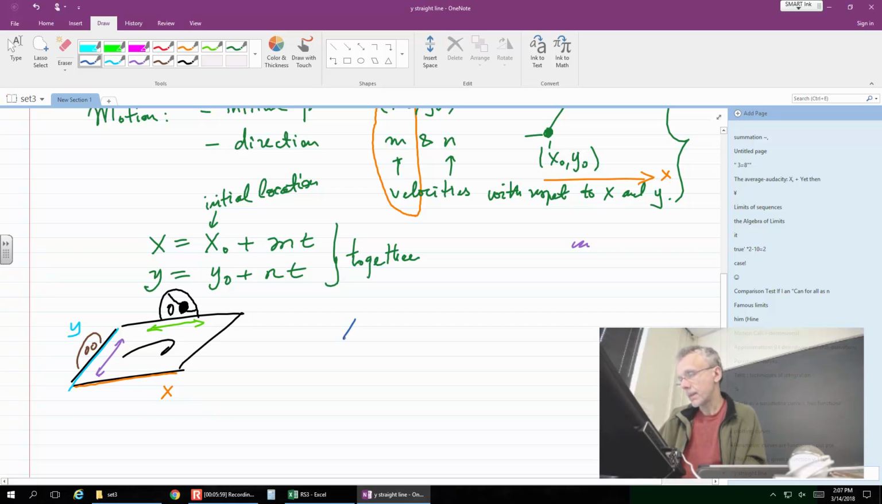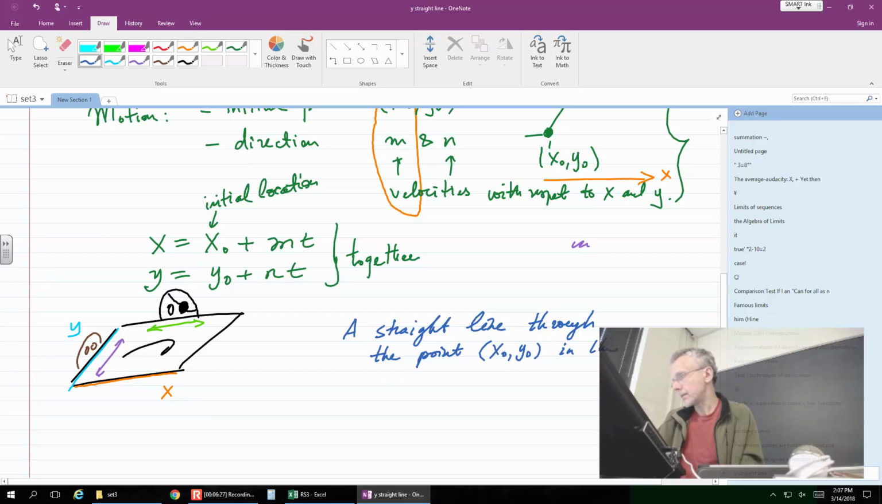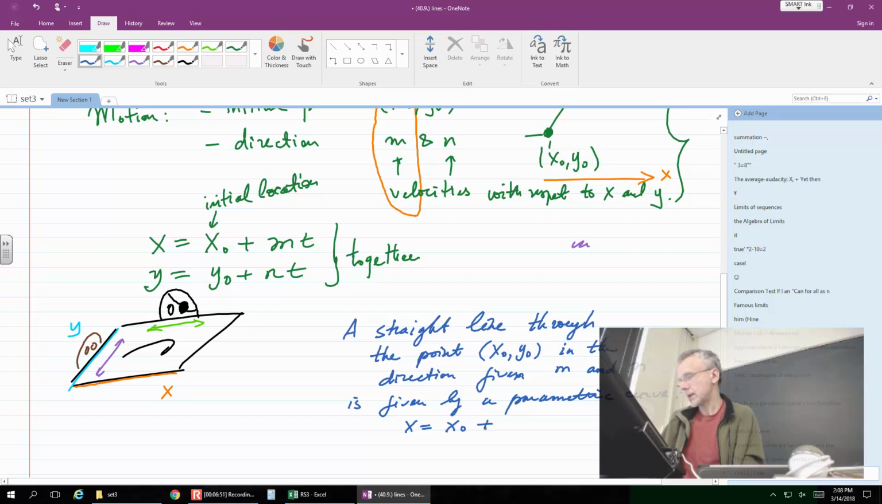A straight line through the point x naught, y naught, in the direction given by m and n, is given by a parametric curve: x equals x naught plus mt, y equals y naught plus nt.